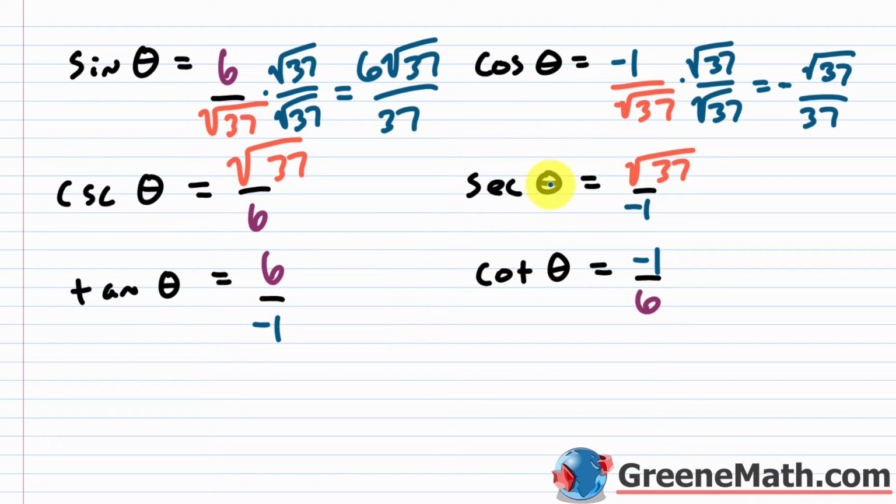For the secant of theta, I would say that this is the negative of the square root of 37. And then for the tangent of theta, I would just say this is -6. For the cotangent of theta, I would leave that as -1 over 6, or you could just say negative 1/6, whatever you want to do.